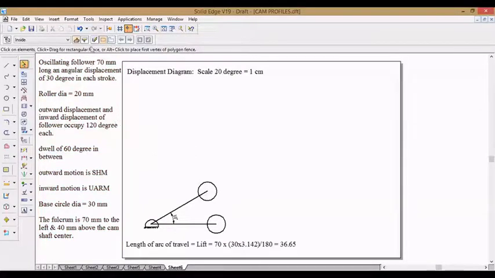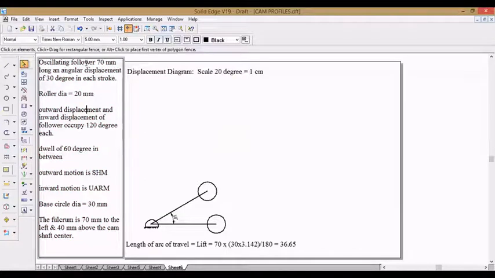But throughout this statement, you can observe you don't get any data regarding lift. Okay, this is the problem actually. But he has not given any data regarding lift. But instead, he has given here oscillating follower 70 mm long and angular displacement 30 degree in each stroke. So instead of giving lift directly, he has given an angular displacement of the follower because it's an oscillating follower. So angular displacement is 30 degree.